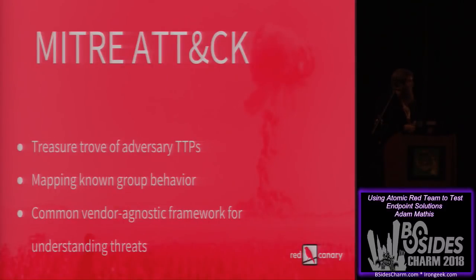As I mentioned, it's a curated treasure trove of adversary TTPs. It's mapping to known group behavior, so Fuzzy Bear and APT, whatever number it is, those organizations are tracked. Their known tradecraft is put together in a really meaningful way that's easy to consume. And it's vendor agnostic. It's not something where they're trying to push any product. They're just trying to put together good information so everyone can grow together, which is awesome.